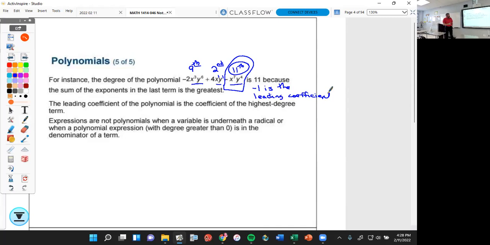Expressions that are not polynomials: when a variable is underneath a radical, or when a variable expression is in the denominator of a term. So if I had something that looked like the square root of x, that's not a monomial, okay? Or if I had 3 over x, that's not a monomial. So we cannot divide by a variable. You also cannot have a variable inside a radical for it to be considered a term or a monomial. So because those aren't monomials, they cannot be part of a polynomial.